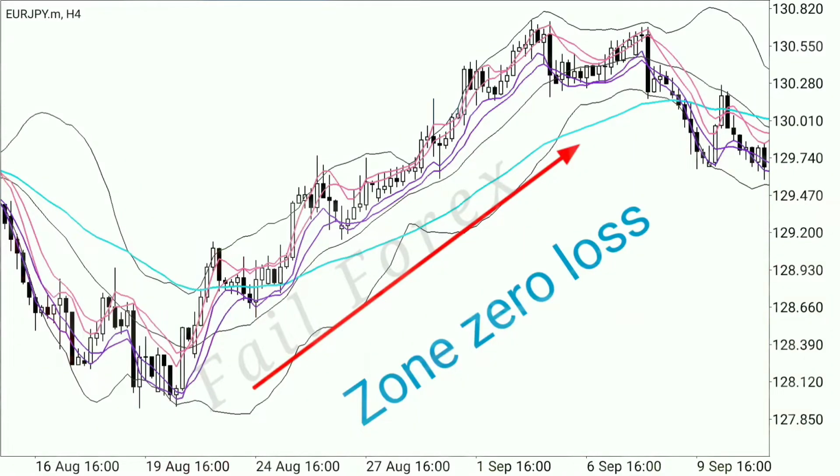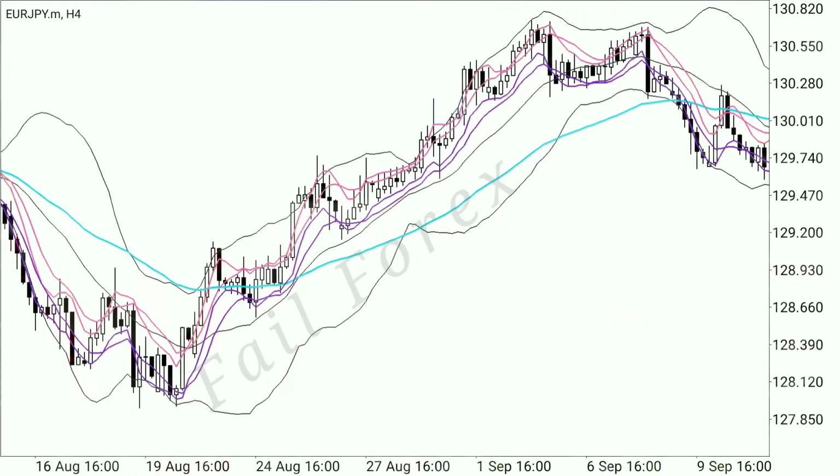Zone Zero Loss of BBMA. This ZZL technique is a part of BBMA OA, which was developed by a trader from Malaysia, namely Mr. Omar Ali, commonly known as Oma Ali. Oma Ali started developing this technique in 2008 with the help of friends.